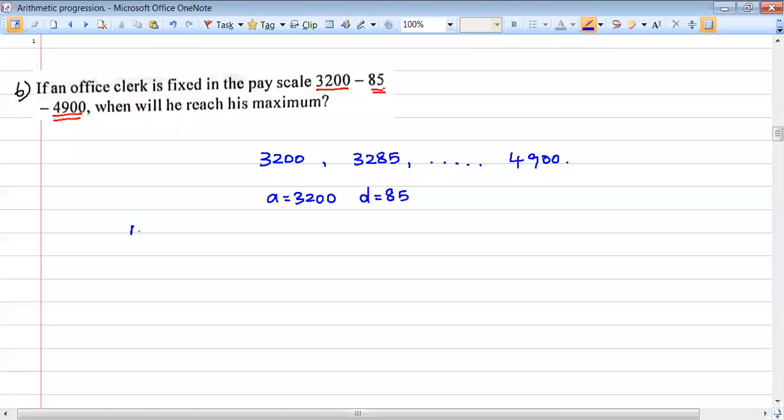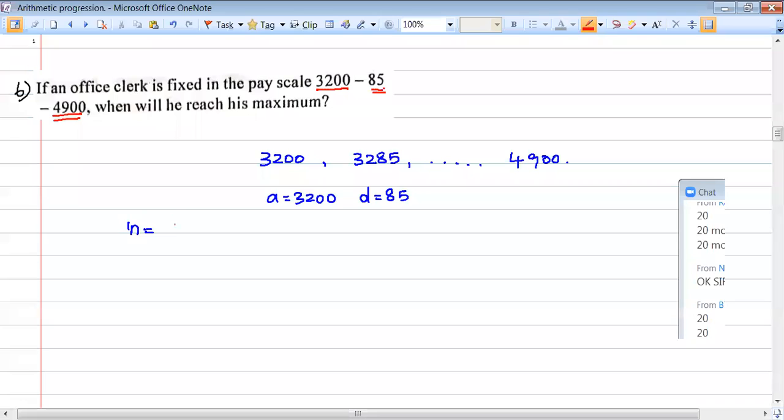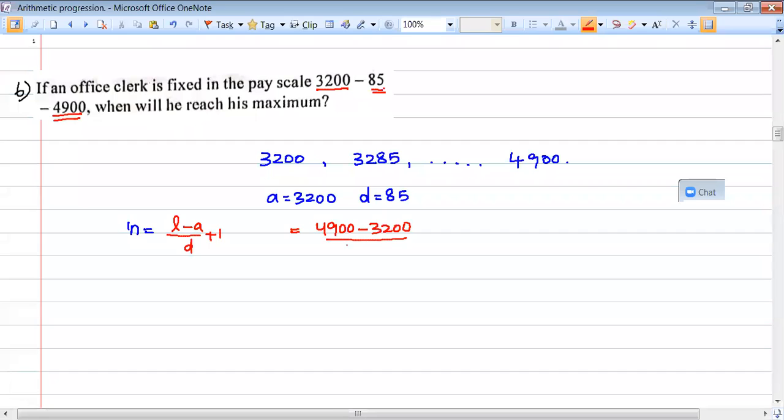Now we have to find out N. I told you the formula to find the value of N directly: (L minus A) divided by D, plus 1. What is your L? 4,900. What is your A? 3,200. Divided by what is your common difference? 85, plus 1.